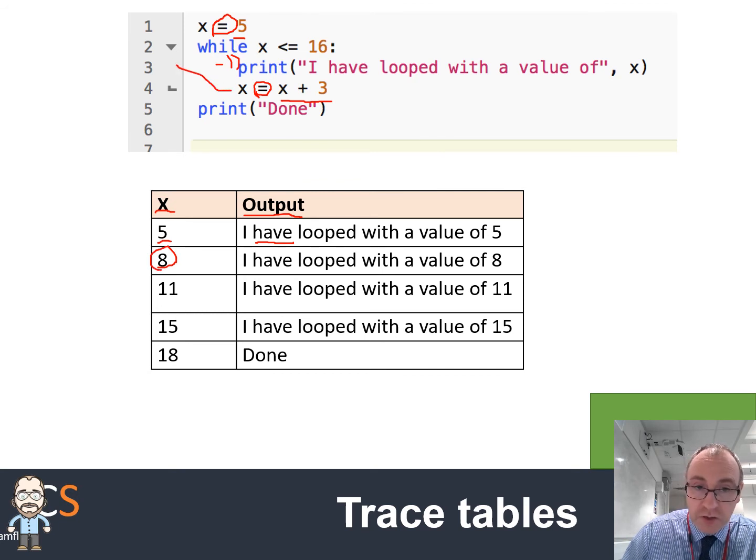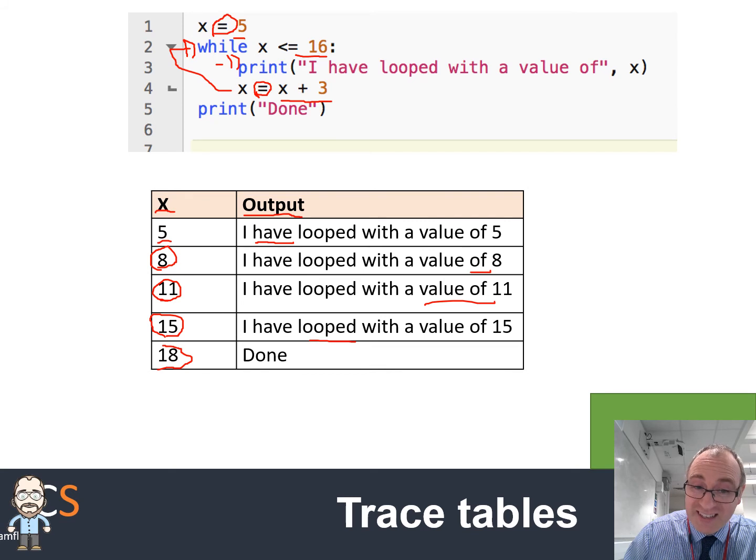Then it's going to loop, so it's going to come back to here and make that test to see if x is less than or equal to 16. Well, 8 is smaller than 16, so I'm going to do it again. So that's why I'm going to print with value of 8. I'm going to add 3 to my x, which gives me the next value of 11. Well, it's still less than 16, so I do my outputs again. Then I add 3 to 11, which gives me 15. Still less than 16. So update it, do my print, add 3 to 15, which gives me 18.